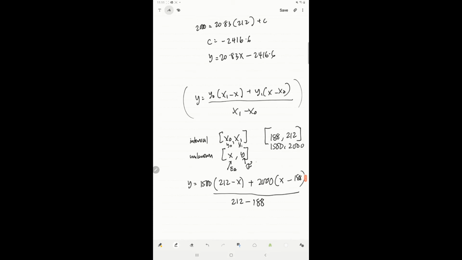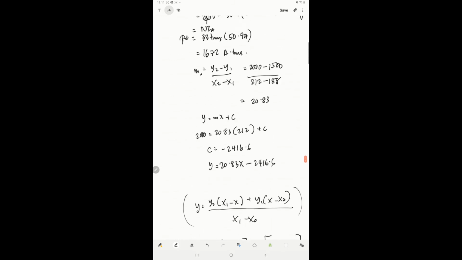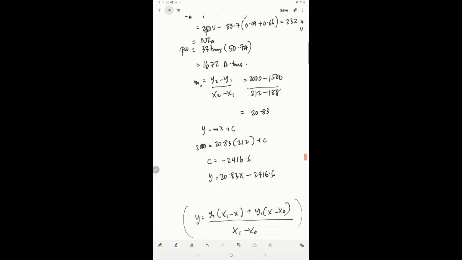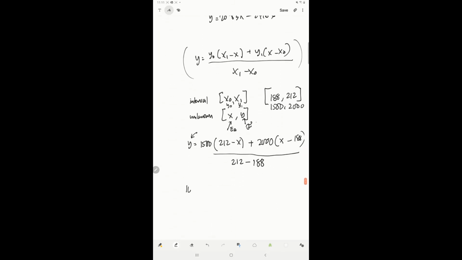Okay, so from this equation, y is already calculated because we know this is f, right? So f we already calculated as 1672. So we know 1672 times 212 minus 188 equals 1500 times 212 minus x plus 2000 times x minus 188. So from here we can also get x.